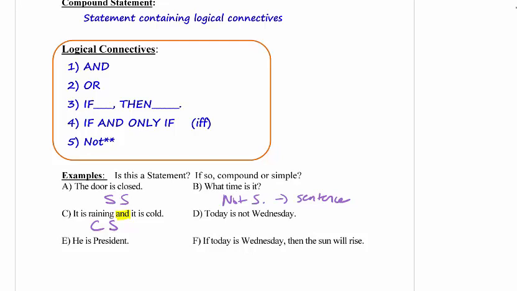D is also one that's easy to misread. Today is not Wednesday, but because the word not is in there, this is a compound statement. That is the only one that will deal with one simple statement, and it's easy to miss. So if you don't circle anything else, if you see the word not, please circle it.